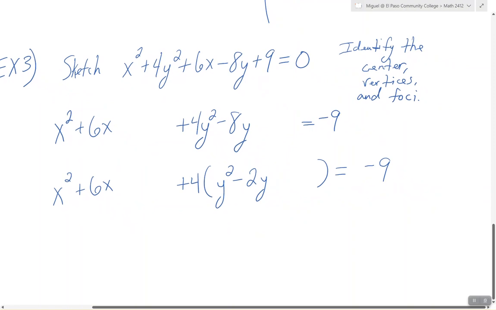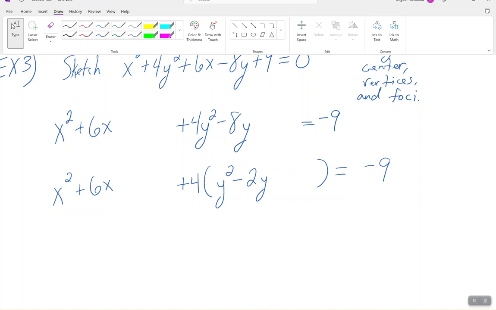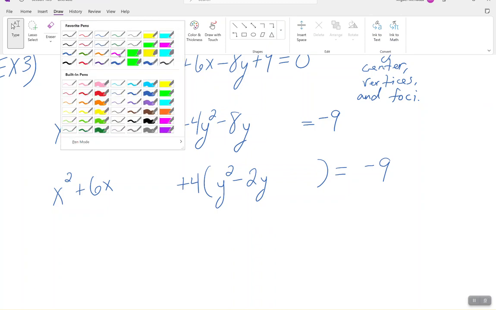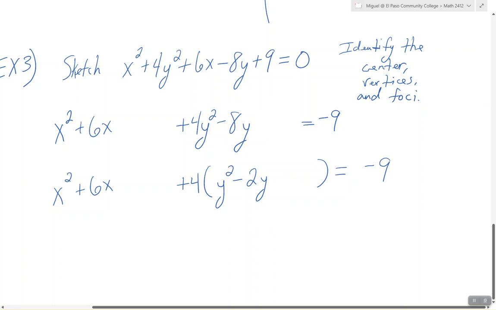Okay. We do need to get those single terms, a single x term, x squared, single y squared, before we actually complete the square. Now we can complete the square. So we take the coefficient for the single x and single y variables, and we divide it by 2 and square it. So 6 divided by 2 is 3. 3 squared is 9. And negative 2 divided by 2 is negative 1. Negative 1 squared is positive 1.